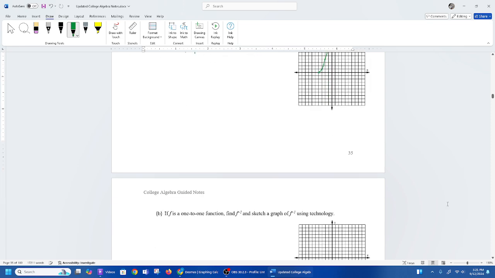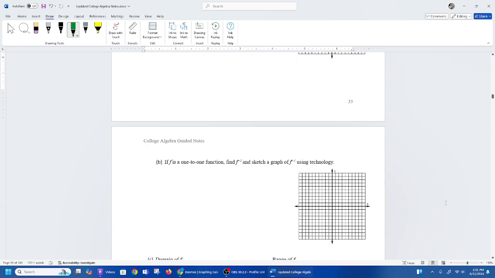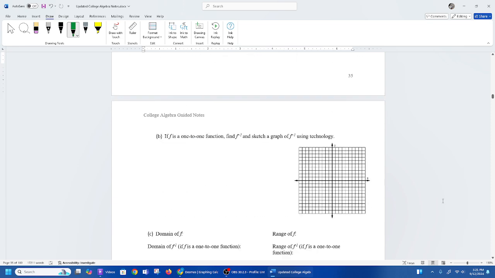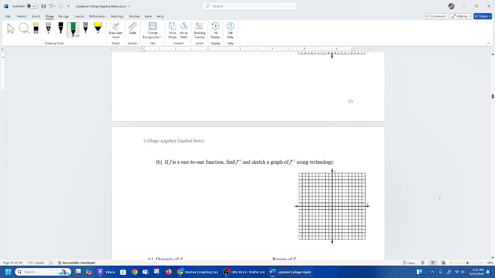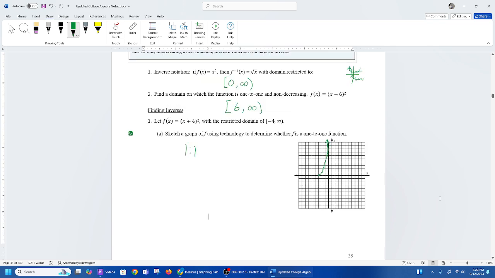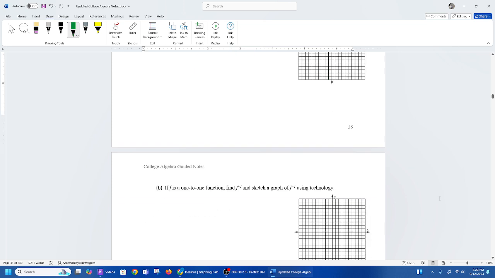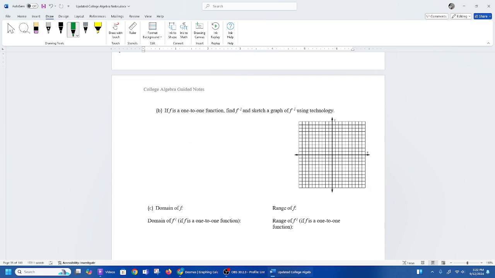I'm going to go a little bit into page 36 just because it ties into 35. If f is a 1-to-1 function, we want to find the inverse and sketch a graph of the inverse using technology. So f of x equals (x plus 4) squared. So y equals (x plus 4) squared.